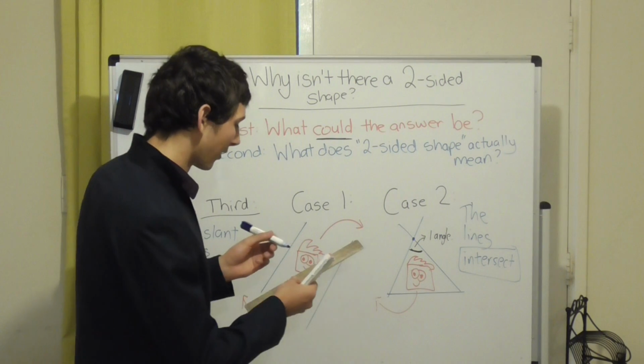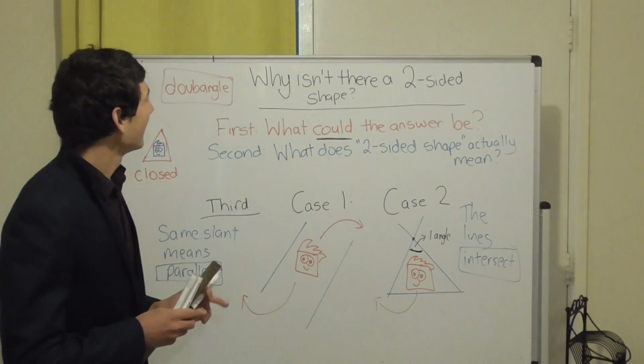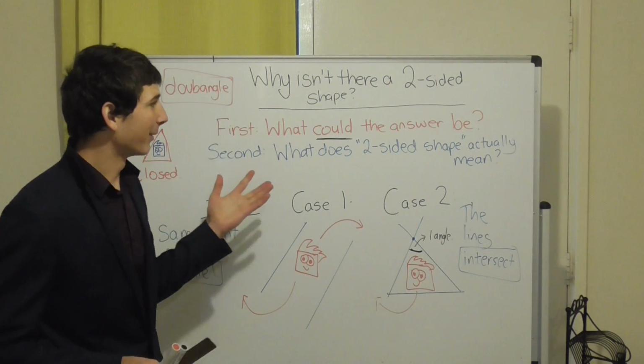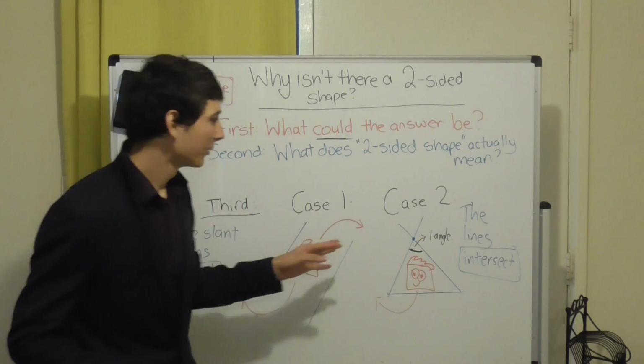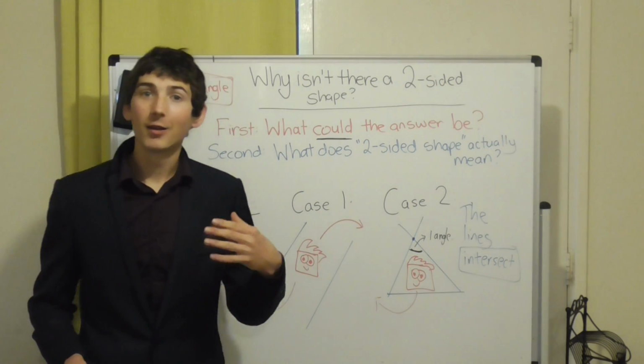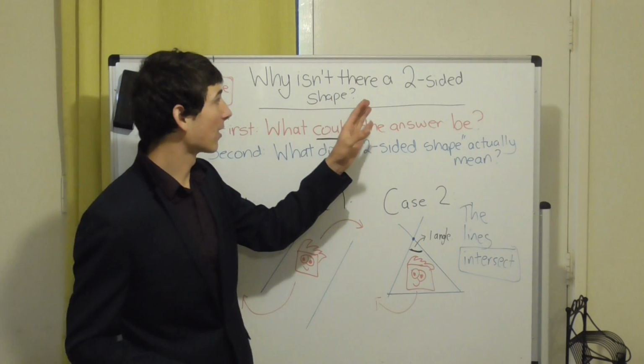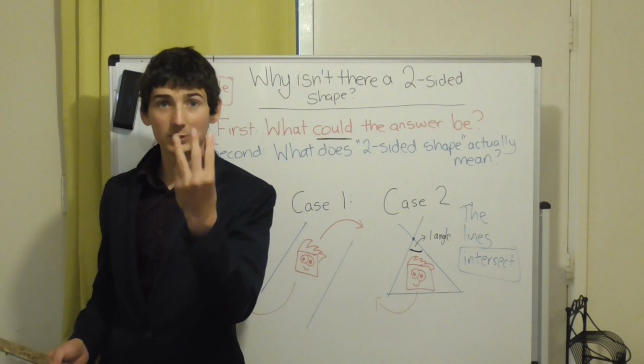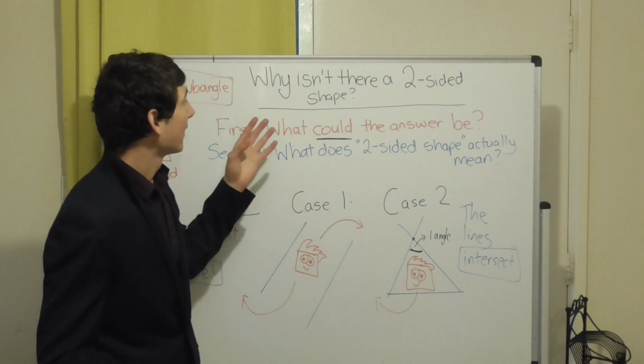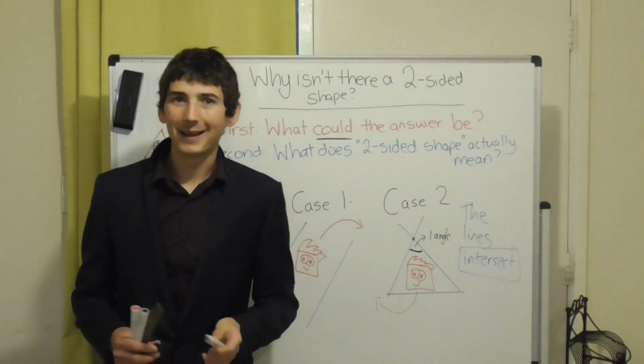Alright? So, in this experiment, we've learnt that triangles are the smallest amount of sides, which is 3, that you can make a shape with.